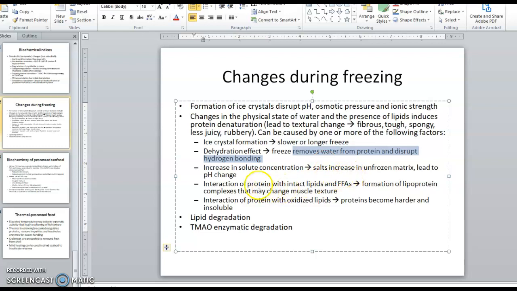The fourth one is interaction of protein with intact lipid and free fatty acid. Formation of lipoprotein complexes that may change the muscle texture. This is all happening during the freezing. Interaction of protein with oxidized lipid. Proteins becomes harder and insoluble. Okay. Next, freezing can also cause lipid degradation. And finally, the TMAO enzymatic degradation.